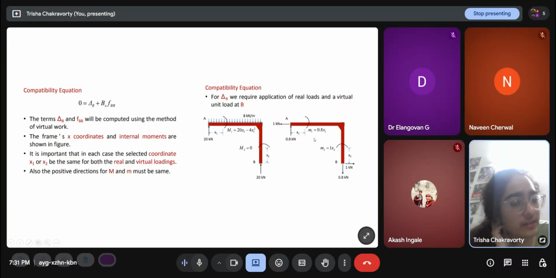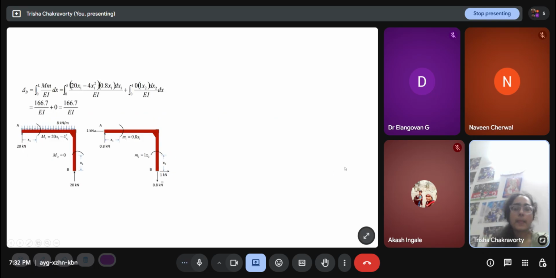Similarly, small m1 is 0.8 into x1. This is a different kind of system, okay? Since this is a horizontal force, there is a horizontal reaction here, and then there is a couple reaction in the vertical direction, 0.8 kilonewton and 0.8 kilonewton, which balance each other out. So I have the small m1 expression. The small m2 expression is not 0, since there is a 1 kilonewton here. So delta B is the integral from 0 to L of small m into capital M by EI dx, as we know. Then you integrate and get an expression.